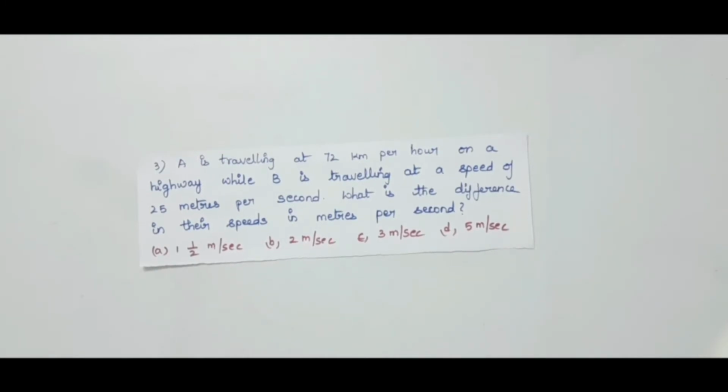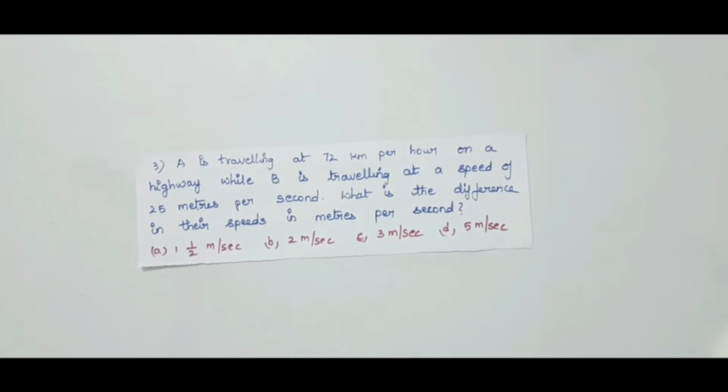Next problem. A is traveling at 72 km per hour on a highway while B is traveling at a speed of 25 meters per second. What is the difference in their speeds in meters per second? Options given as A 1 by 2 meter per second, B 2 meter per second, C 3 meter per second, D 5 meter per second.